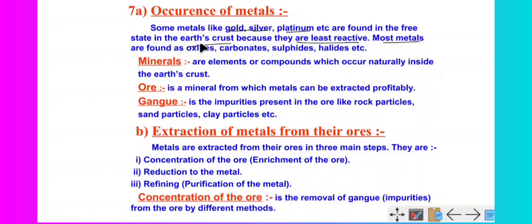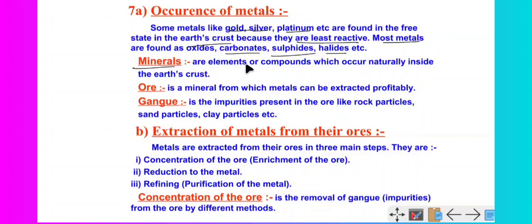Most metals are found as oxides because they are very reactive. They can combine with carbon to form carbonates, with sulfur to form sulfides, and with halogen atoms to form what? Halides.